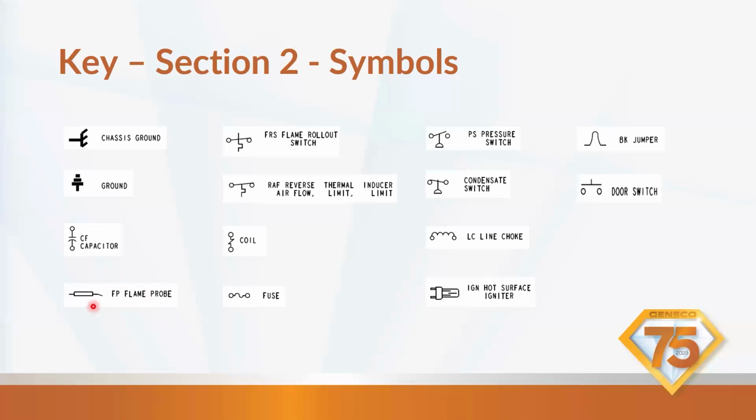Your flame probe, your flame sensor, you might see a symbol like this. You might not, but it will be labeled. It will say flame probe, or FP is the most common labeling inside the furnace on the schematic, usually. And that's what you're going to be looking for. It's going to have some type of a symbol. Each schematic could be a little bit different how it is labeled. So make sure you're paying attention to what that looks like on your schematic if you're trying to find it.